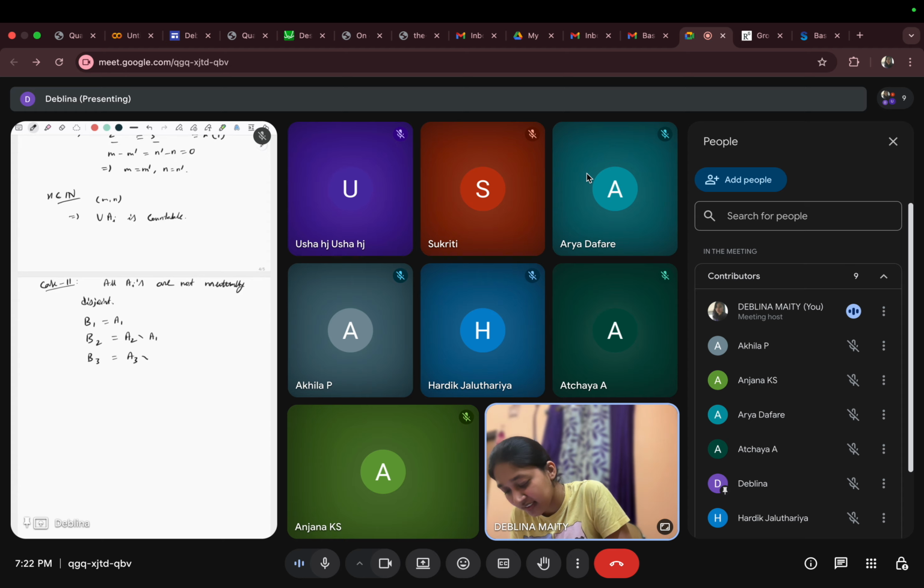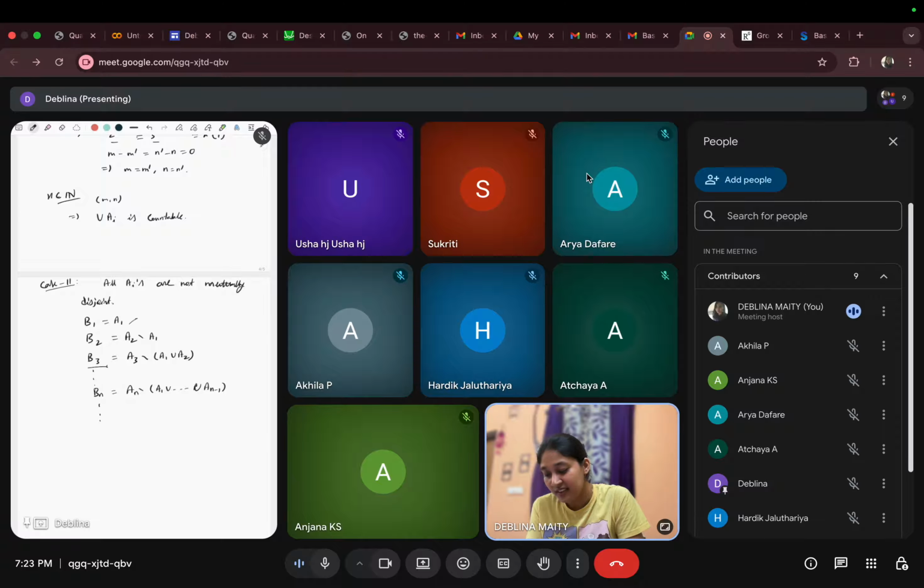B3 is A3 minus A1 union A2, and like this Bn will be An minus A1 to An minus 1. It will go like this. Each of these BIs becomes mutually disjoint, because say this is A1, but this B3 does not have A1. So all of this become mutually disjoint. So if i not equals j, then BI intersection BJ is going to be phi.